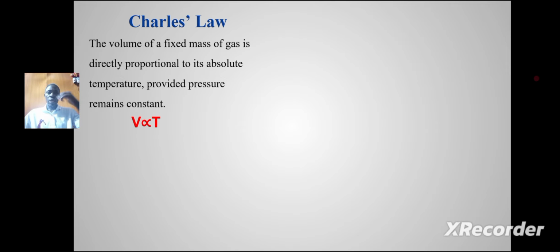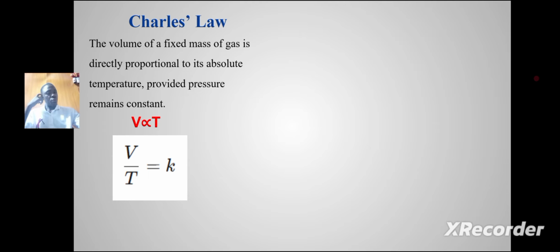So mathematically, this is how it is represented. V varies directly as T, where V represents volume and T represents temperature. So if we introduce the equality sign, we'll have a proportionality constant. That means V over T is equal to K, where K is the constant of proportionality.